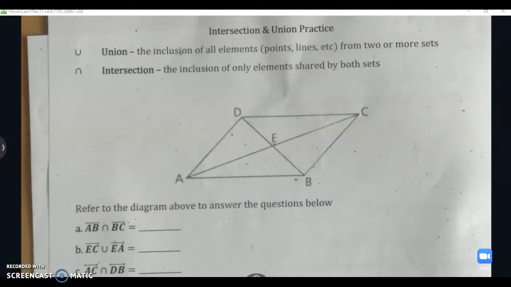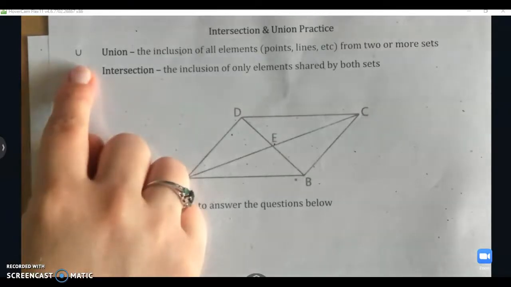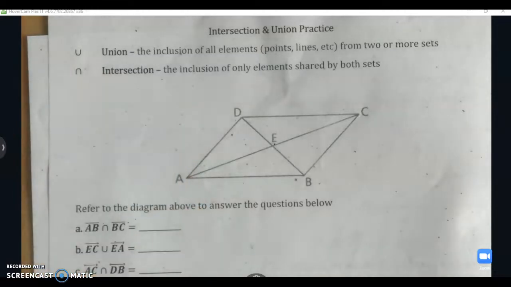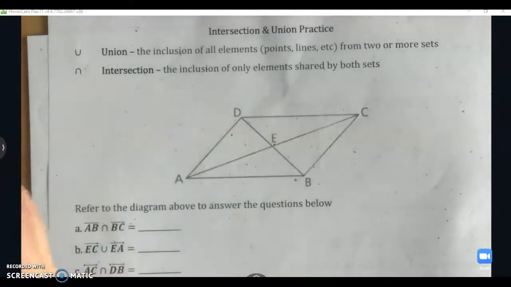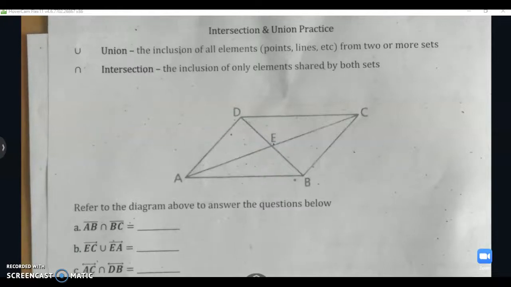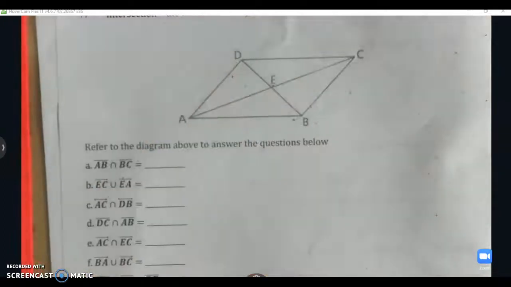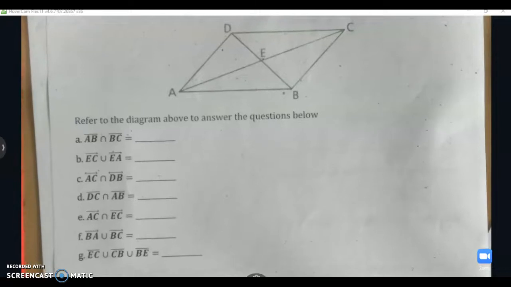We looked at these words in our vocab, but now we're going to look at the different types of problems we can use. So remember, union, our symbol is that capital U, and this is all the elements in two or more sets. And then an intersection, which looks like an upside down U for our symbol, is just where they overlap, what they share, where they touch. So let's start looking at some examples. I'm going to be using the same diagram for all problems A through G.